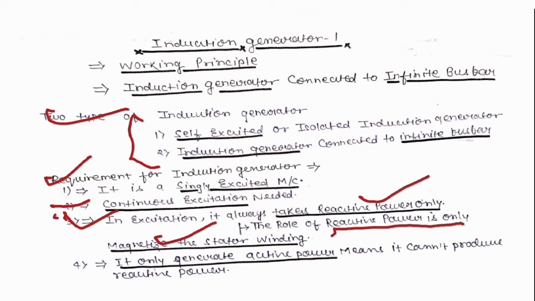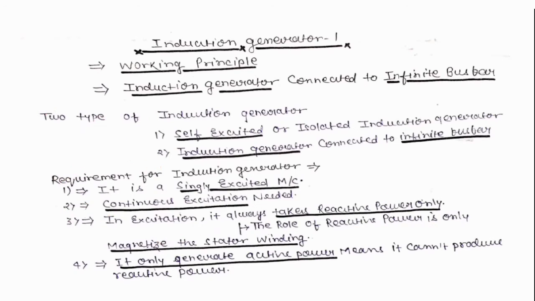Any load we talk about, whether a fan, a television, an AC or a refrigerator, all loads want apparent power. That means they want both active and reactive power. But an induction generator only generates active power. So how this is fulfilled, and in what arrangement we fulfill the requirement, we will see in our further slides.